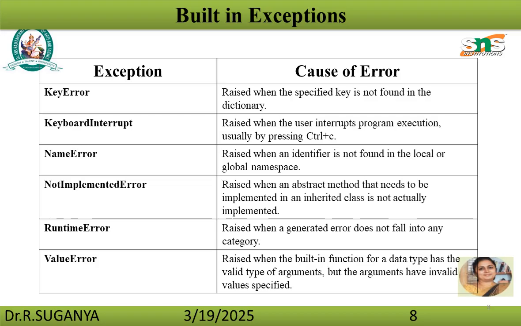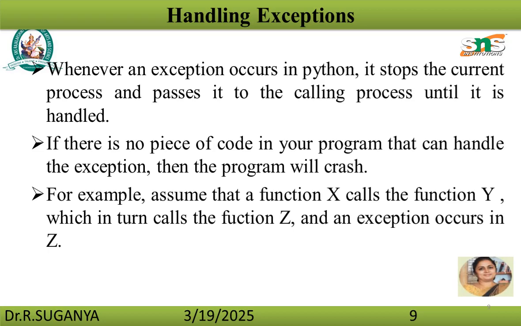Keyboard interrupt is raised when the user interrupts program execution, usually by pressing Ctrl+C. Name error is raised when an identifier is not found in the local or global namespace. Not implemented error is raised when an abstract method that needs to be implemented in an inherited class is not actually implemented. Runtime error is raised when a generated error does not fall into any category. Value error is raised when a built-in function for a data type has a valid type of arguments but the arguments have invalid values specified.